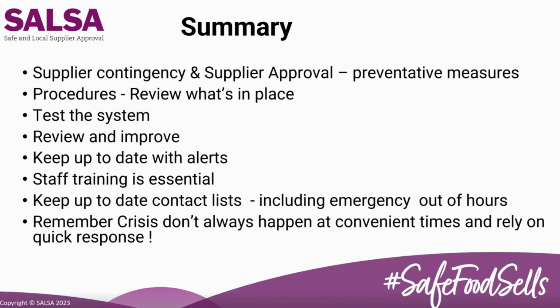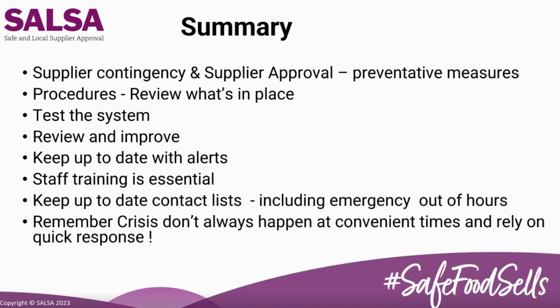Procedures. So again, having those in place, making sure that it covers all the aspects you need and that you've tested this system. Review and improve it. So every year, test your system, have a look at the staff training if you've changed anything. Make sure you improve it if you can. Keep up to date with alerts. What's going on in the food industry? For example, like the E. coli, have a look at, would your products be affected by this? Is there a supplier involved that actually maybe supplies you?